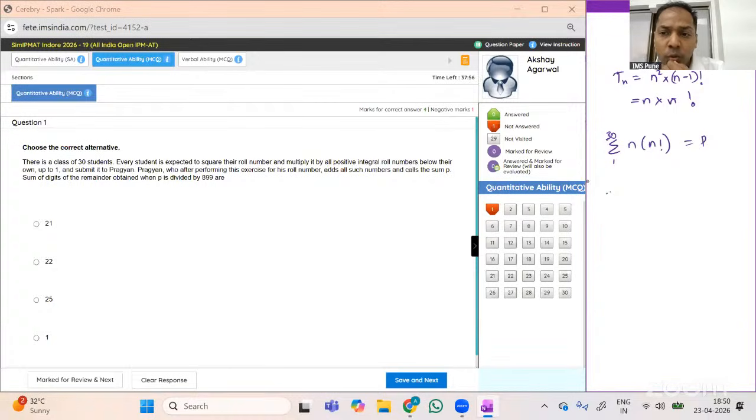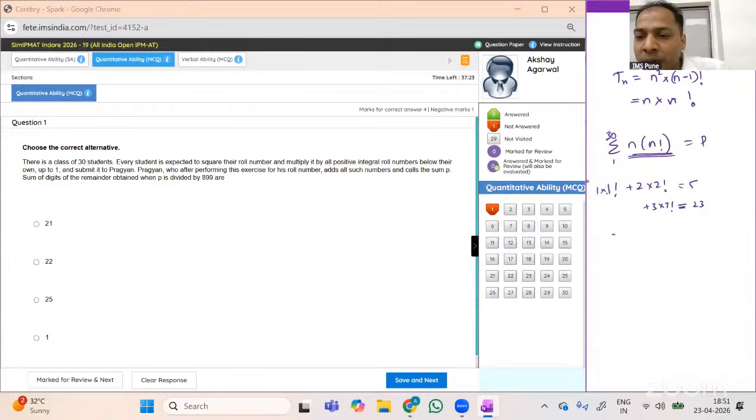899 is 29 into 31. And I also have the property related to n into n factorial: 1 into 1 factorial is 1. If I add 2 into 2 factorial, that's 5. If I add 3 into 3 factorial, that's 18. 18 plus 5 is 23. So that's 4 factorial minus 1.